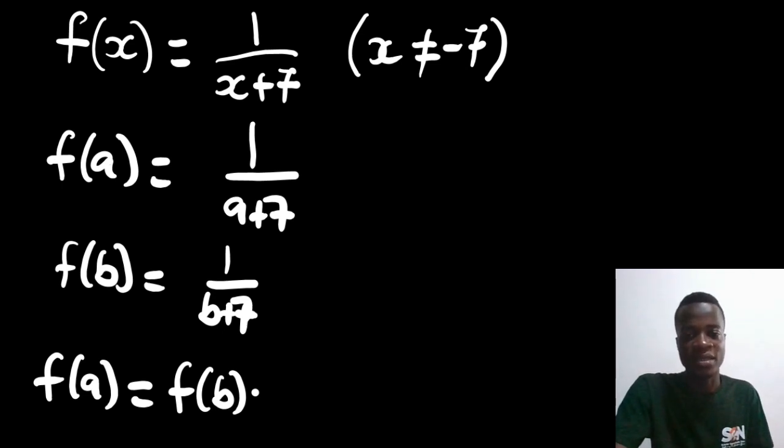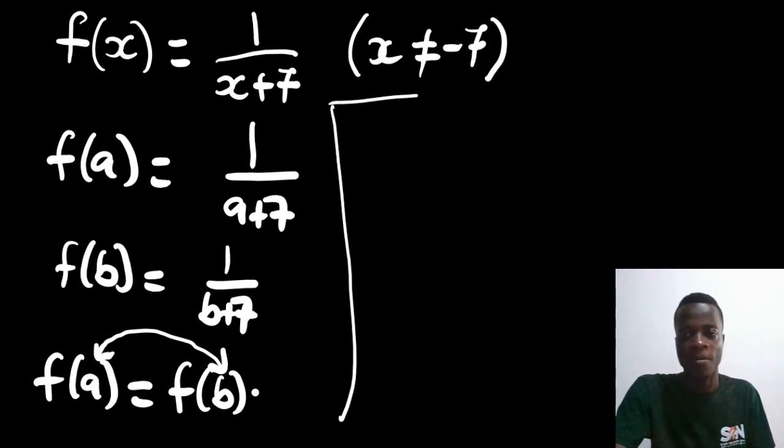If f of b will do the same thing, we need to actually expand and see if a is equal to b. You can only give the same output in one-to-one fashion if the input variables are the same. Okay, so let's see how we can prove that.